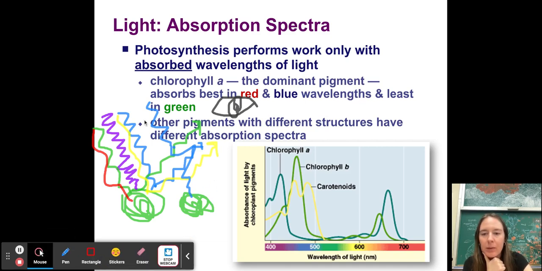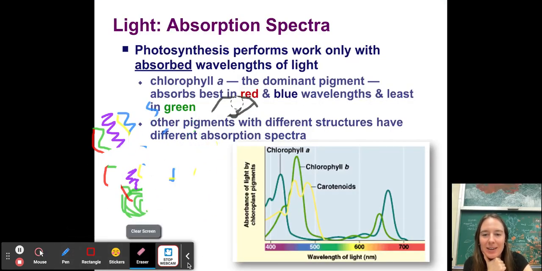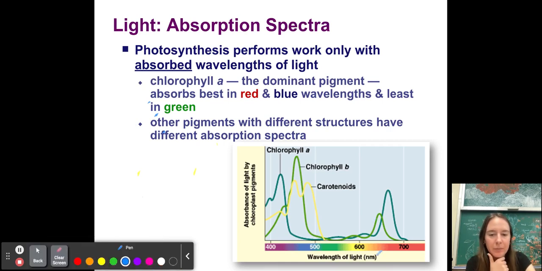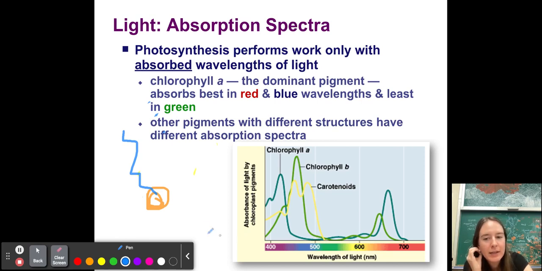You also have pigments called carotenoids. Carotenoids sound like carrots, and carotenoids reflect red and orange light. If you look at this pigment here, this yellow line, you would notice that the blue light is being absorbed. But if you look down here at the green and the yellow, that's not being absorbed, it's being reflected off. Same here.